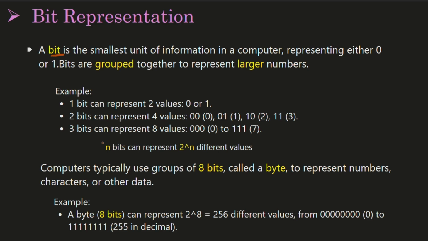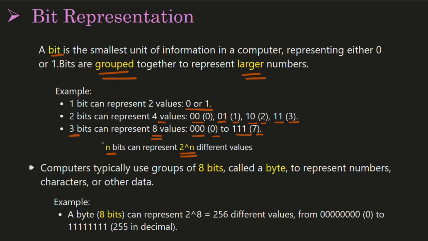A bit is the smallest unit of information in a computer, representing either 0 or 1. Bits are grouped together to represent larger numbers. For example, 1 bit can represent 2 values, 0 or 1. 2 bits can represent 4 values: 00 for 0, 01 for 1, 10 for 2, and 11 for 3. 3 bits can represent 8 values, from 000 for 0 to 111 for 7. In general, n bits can represent 2 to the power n different values.